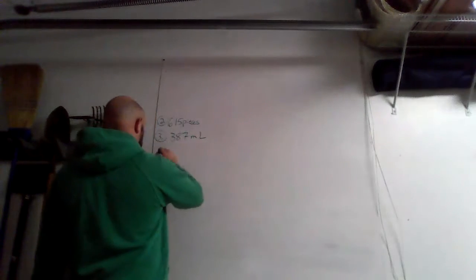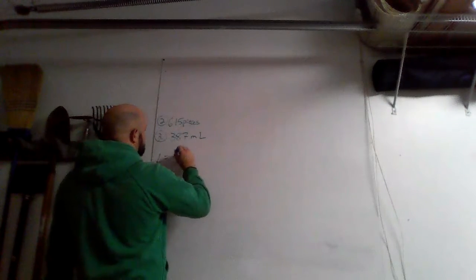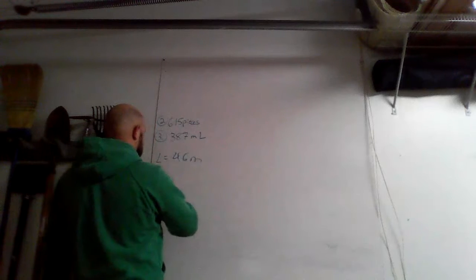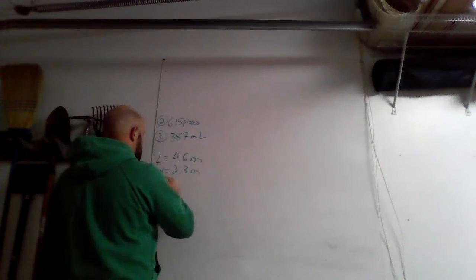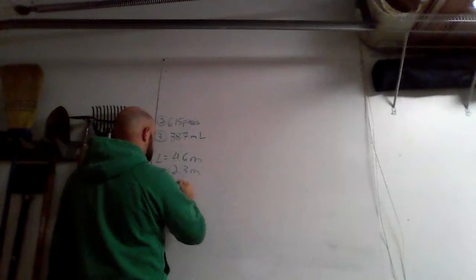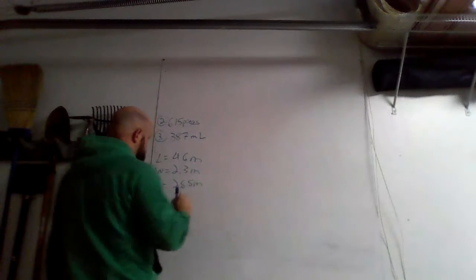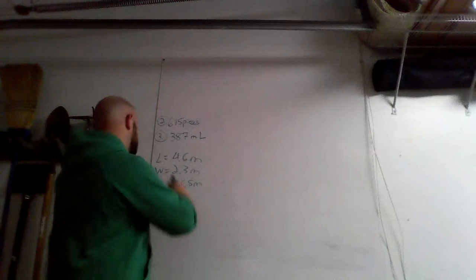So I'm going to say my length was 4.6 meters. My width was 2.3 meters. And my height was 2.85 meters, okay? So that's for number 4.